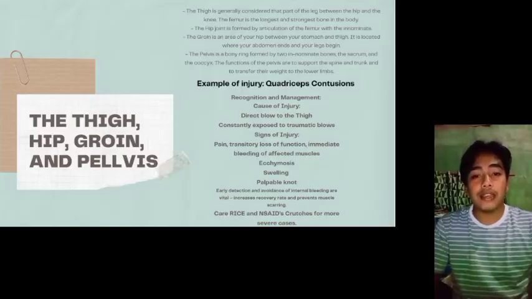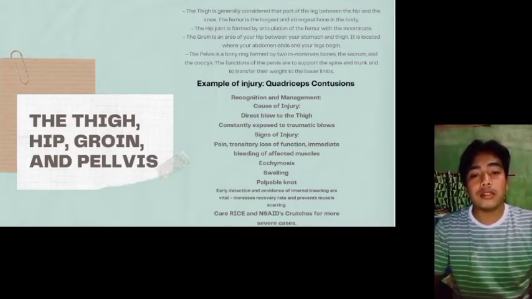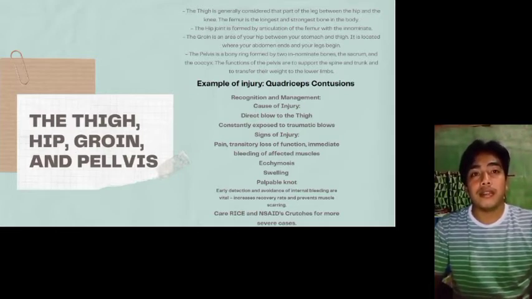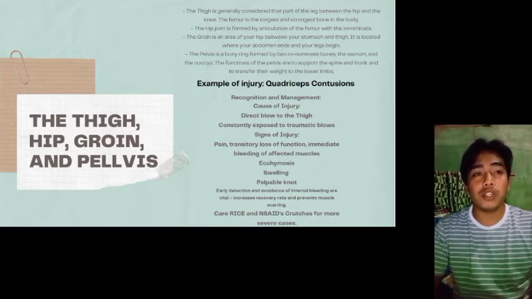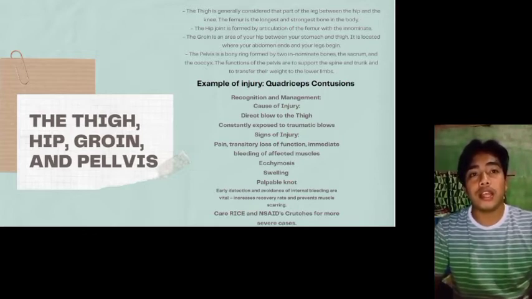The thigh, hip, groin, and pelvis. The thigh is generally considered the part of the leg between the hip and the knee. The femur is the longest and strongest bone in the body. The hip joint is formed by articulation of the femur and innominate. The groin is an area of your hip between your stomach and thigh.